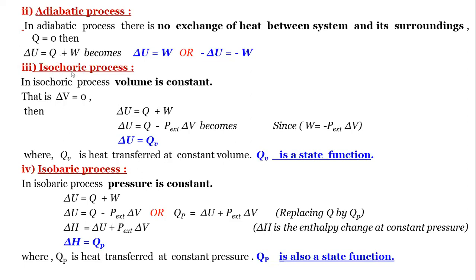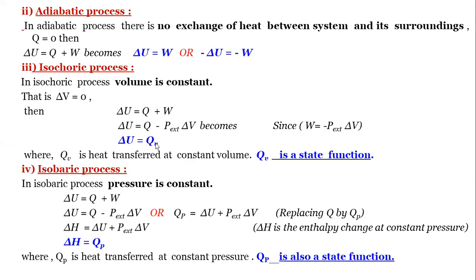Now in case of the isochoric process, remember, isochoric process means volume is constant. So delta V is equal to 0. This is the mathematical expression of the first law of thermodynamics, delta U is equal to Q plus W. Already you know that in thermodynamics the work done is pressure-volume work, a relation we already derived: W is equal to minus P external into delta V. So just put the value of W in this equation, Q minus P external into delta V. Then we can write delta U is equal to QV, where small v denotes volume, and QV is the heat transferred at constant volume.